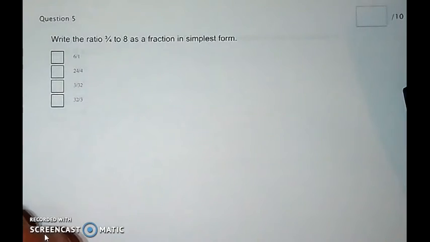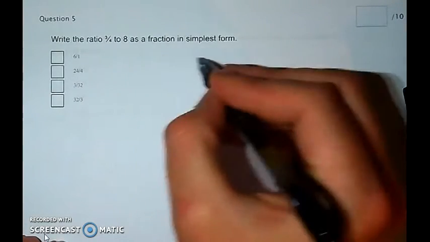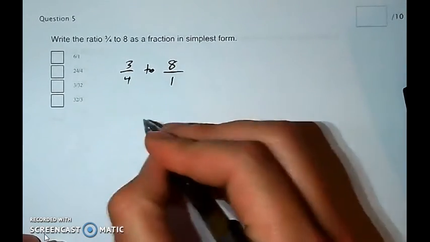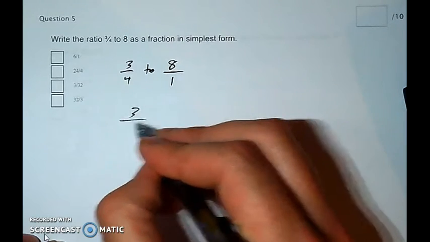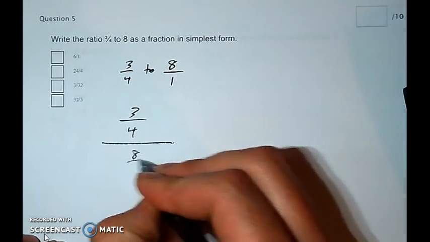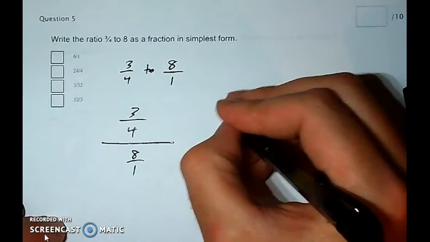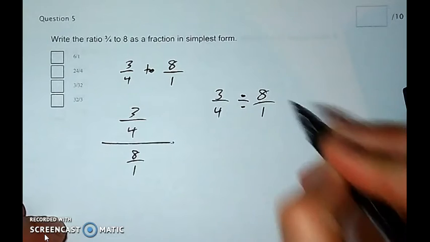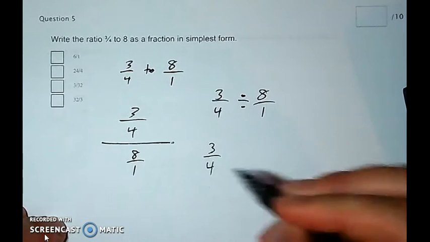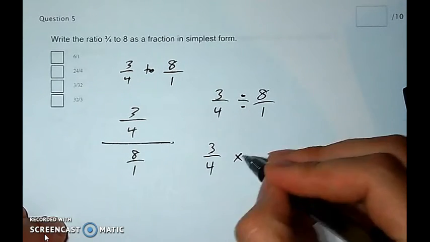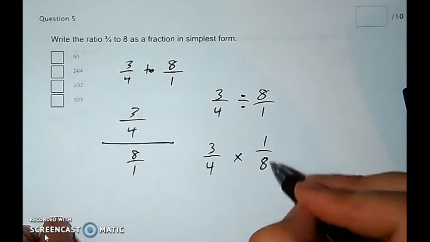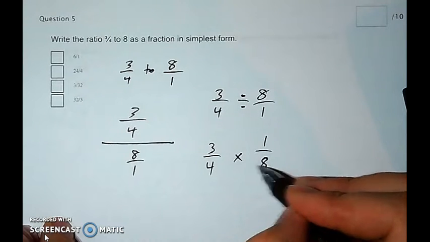Question 5. This ratio as a fraction in simplest form. They're asking for 3/4 to 8, or 8 over 1. This is the same thing as 3/4 divided by 8 over 1. And when you have this division problem, as you know, we can keep the first one, change this to a multiplication sign, and then simply flip or find the reciprocal of 8 over 1. And from here, we can ask ourselves, can we do any cross-simplifying at all?